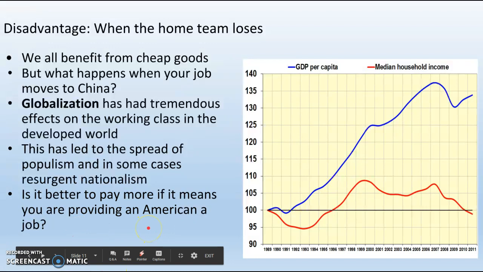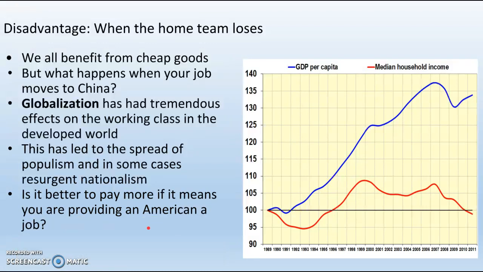But jobs moving, especially manufacturing jobs, blue-collar jobs, those jobs moving from the developed world, the first world, to the developing world, the third world, has had a tremendous effect, especially on middle-class populations. But at the same time, cheaper stuff benefits everybody. It's a double-edged sword.